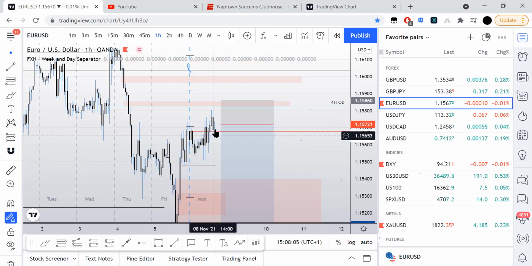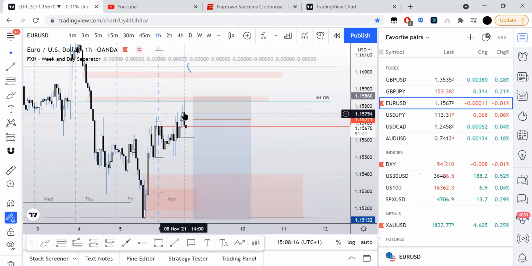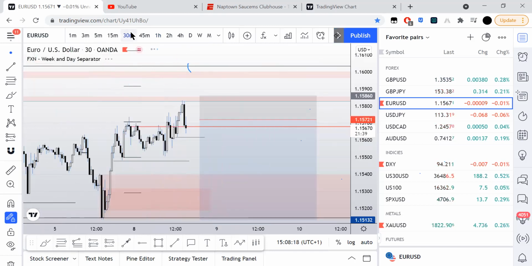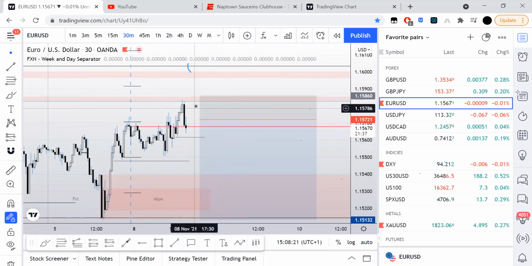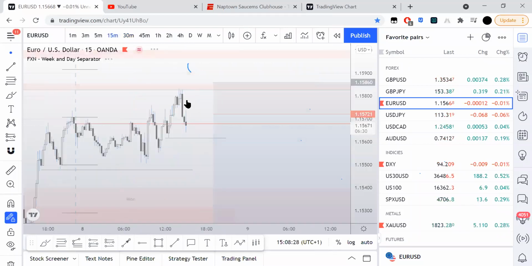So you want to see price respect this full up candle. If price starts closing weird inside of it, even like the 30-minute starts closing weird, not rejecting it at all, you can kind of cut your lots or whatever, if you were to take this trade.